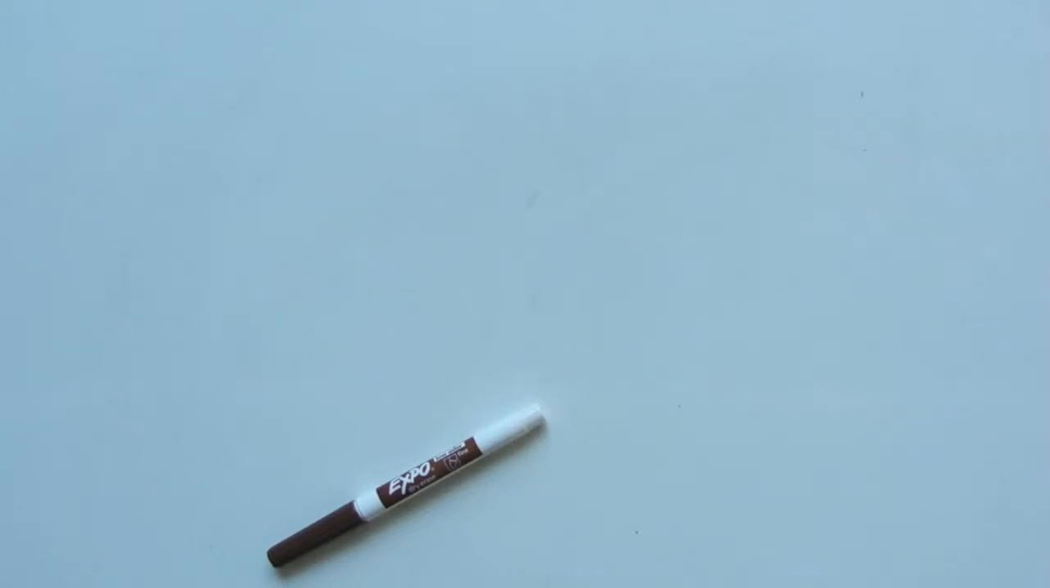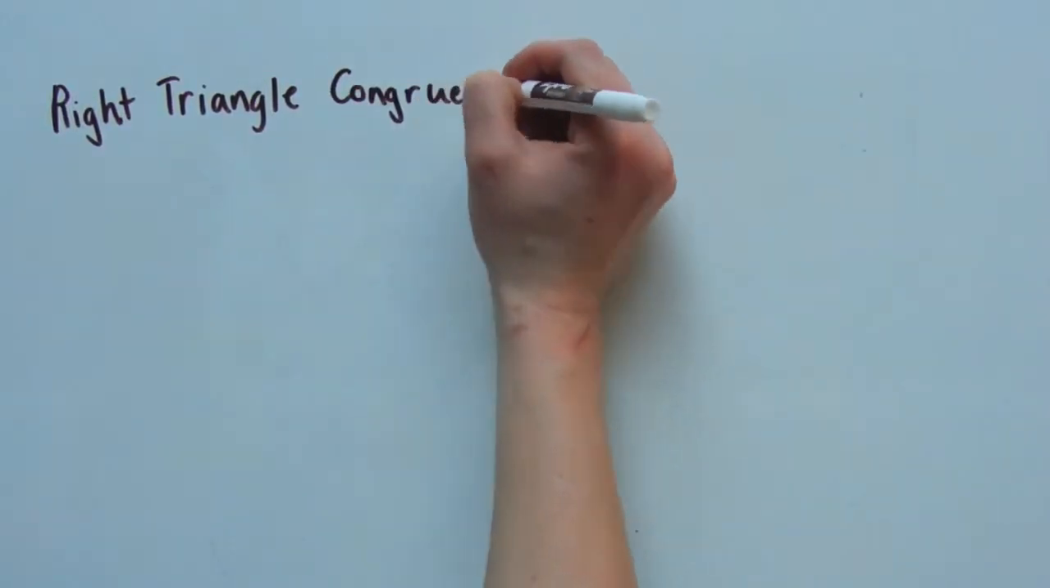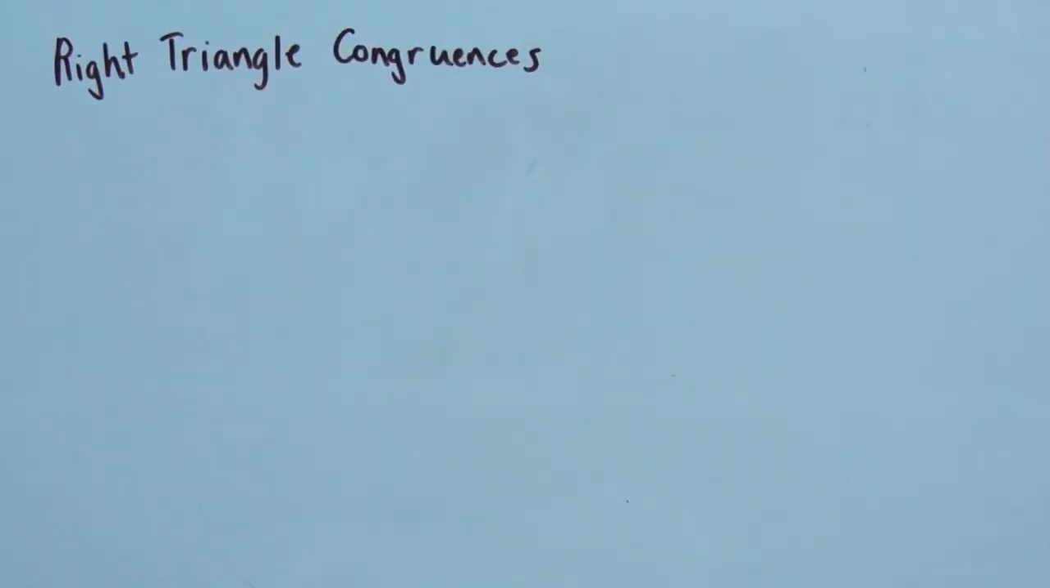In the last few videos, we went over congruences among any kind of triangle. In this video, we are going to focus on congruences between two right triangles. Before we get started, let's go over the parts of a right triangle.